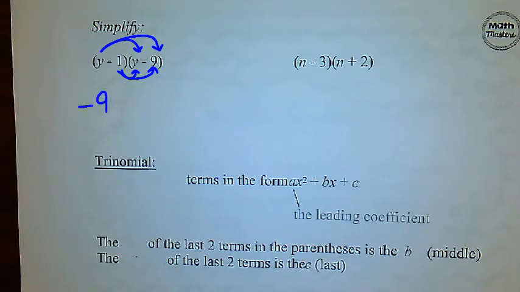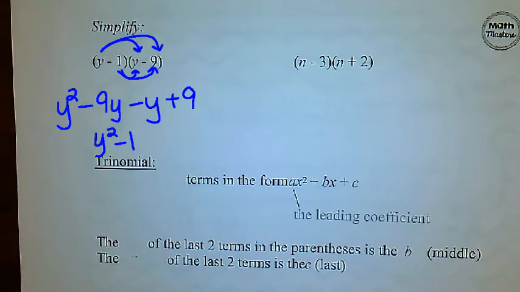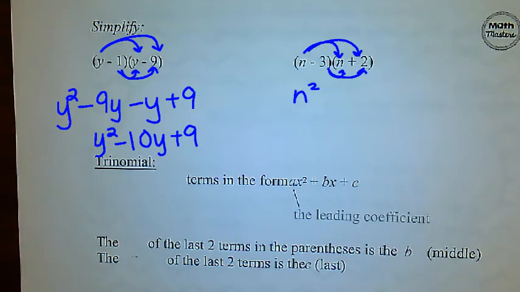So first, outer, inner, last. So y squared minus 10y plus 9. Okay, and one more. So n squared plus 2n minus 3n minus 6.